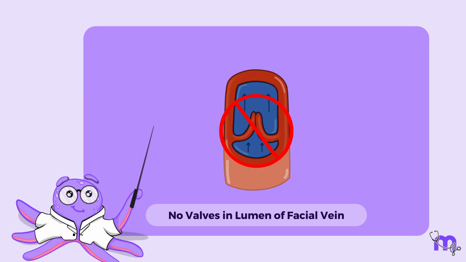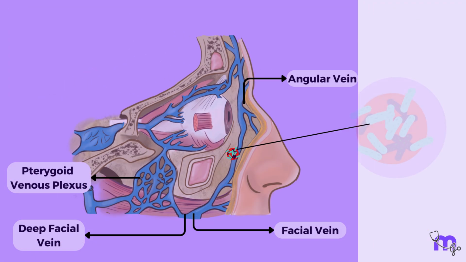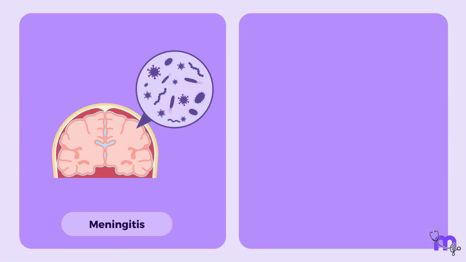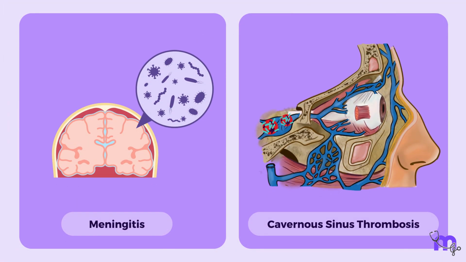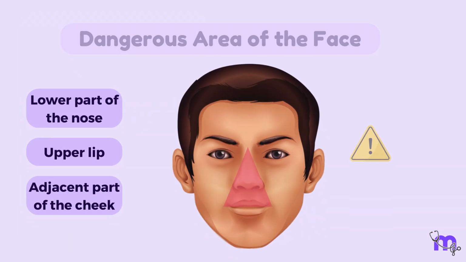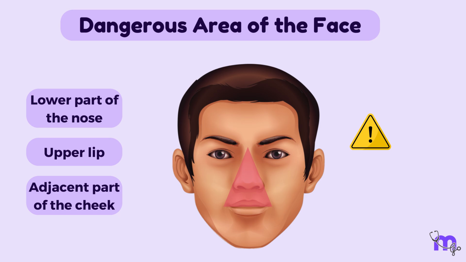There are no valves in the lumens of the facial vein or its connections. This means that septic emboli can spread from an infected area of the lower part of the nose, upper lip, and adjacent part of the cheek in a retrograde direction into the cavernous sinus, causing meningitis and cavernous sinus thrombosis. That's why this part of the face is known as the dangerous area of the face.